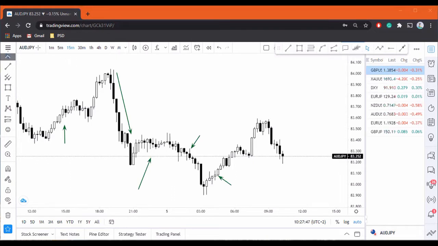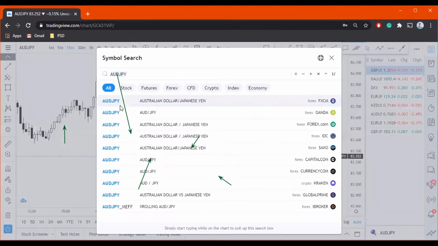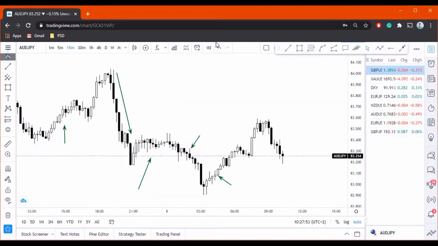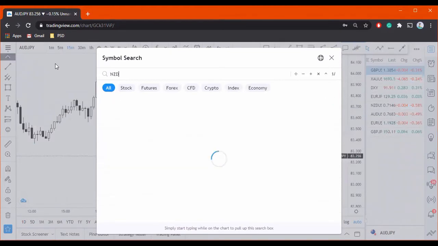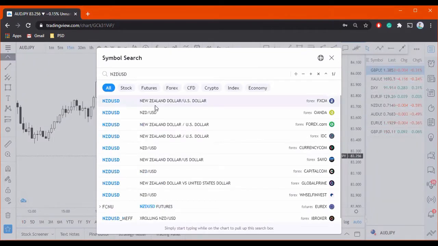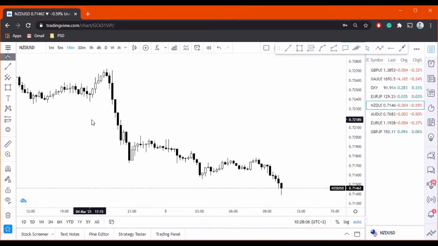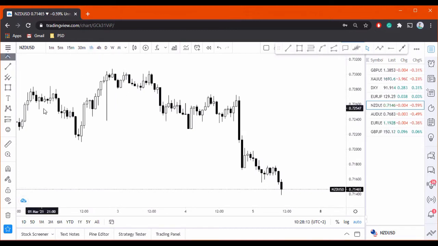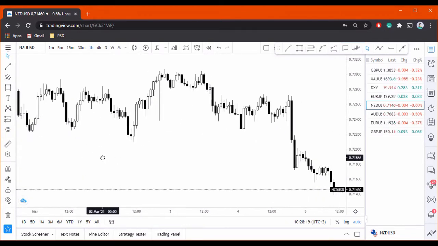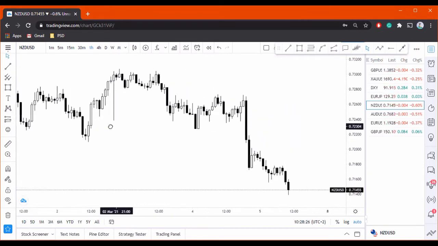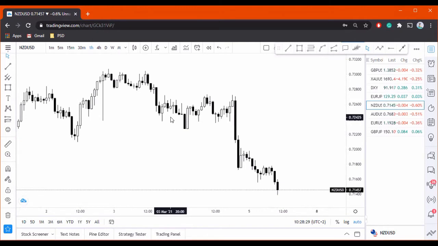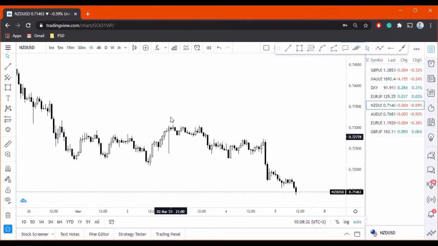or NZD USD, because NZD USD actually moves better. Let's look at NZD USD. This is NZD USD. It actually moves quite interesting if you're able to catch a good entry. So with NZD USD, the setups are easier to interpret than with AUD USD, because this one actually reacts to its zones better than AUD USD.